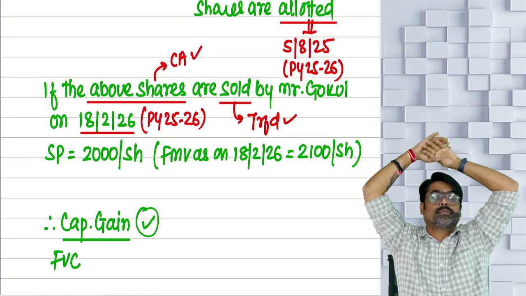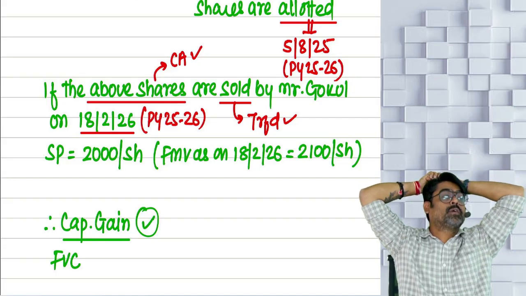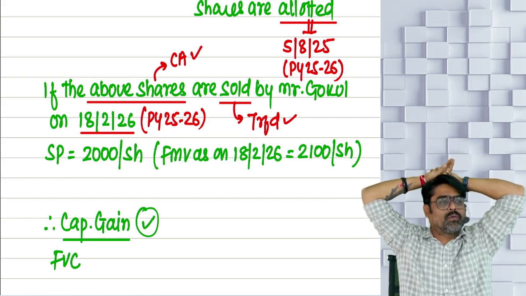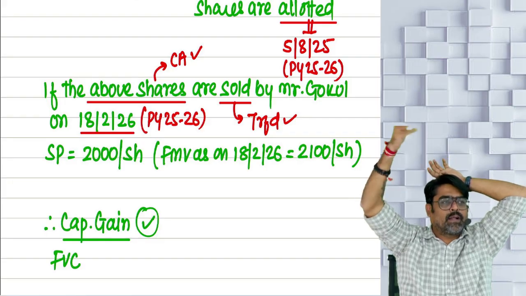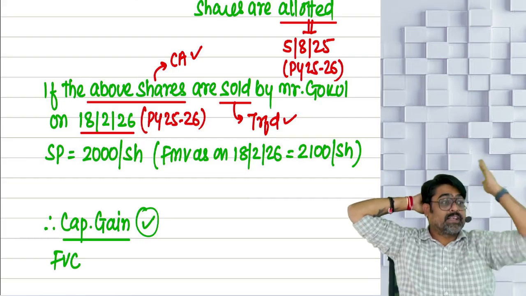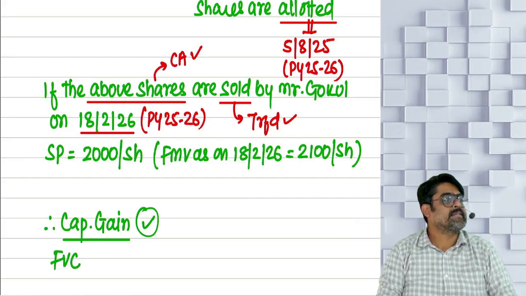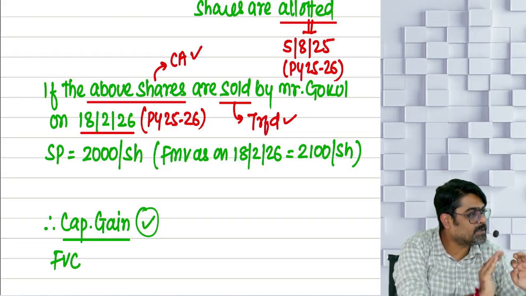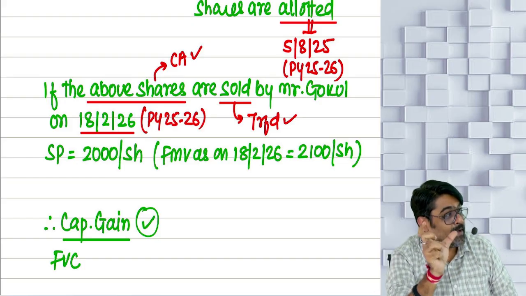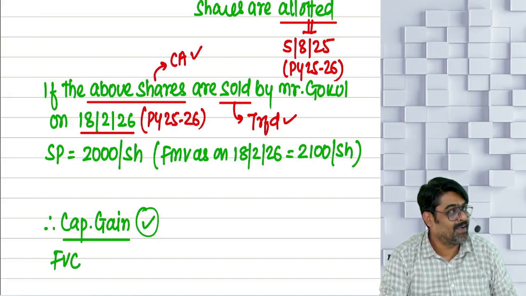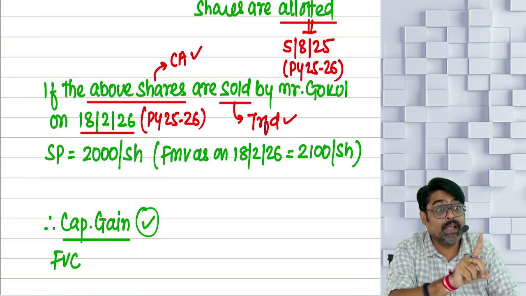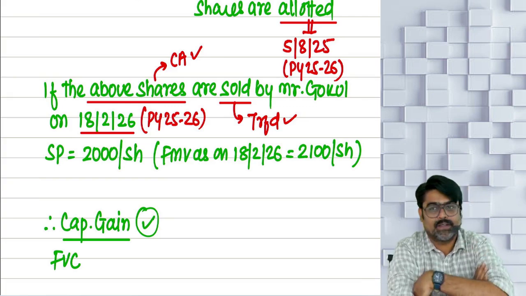Selling for how much? Sale price is, and on that day the fair market value is, selling price is more, no? Or less? Fair market value is high. Do you remember something? What? Section 50CA. If the consideration for transfer of shares other than quoted shares is less than their fair market value as on that day, then the consideration will be ignored and the fair market value will be deemed to be the full value of consideration.